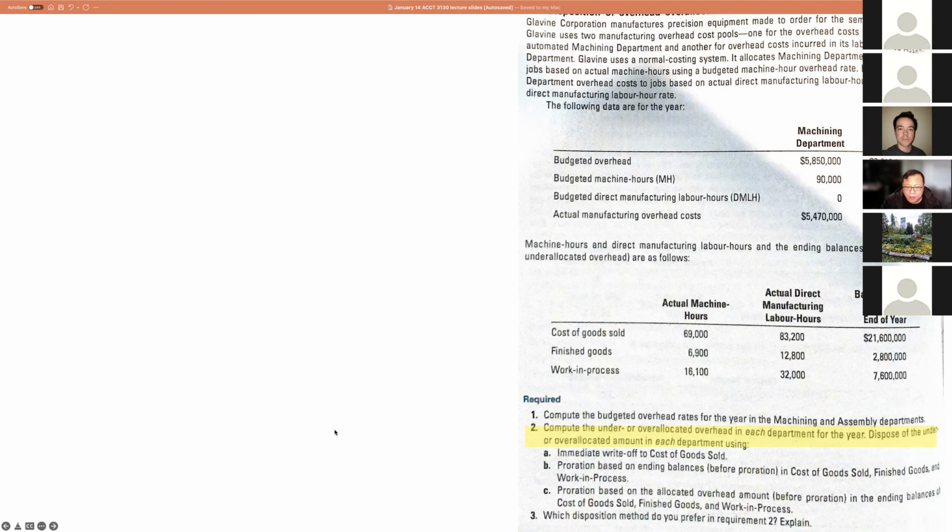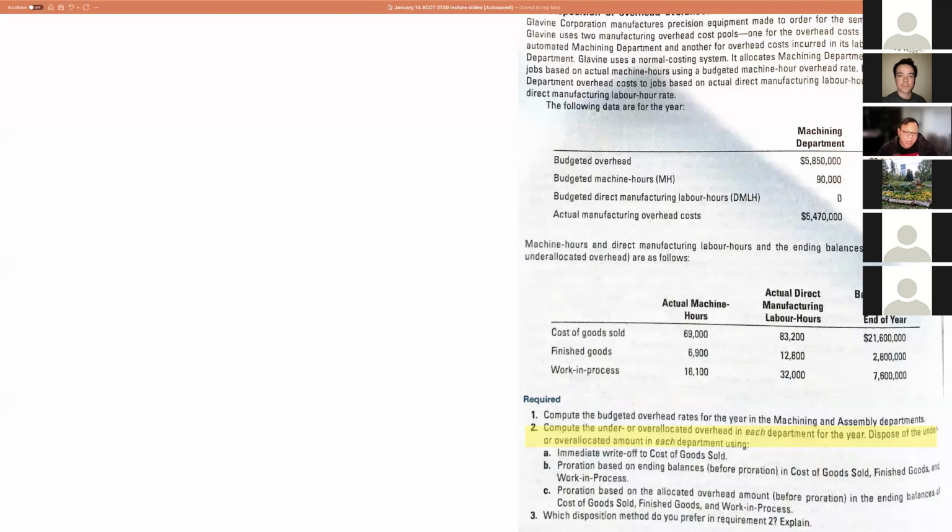Okay, Rain. Are we doing part A just to write it off? Yeah. So wouldn't you take your budgeted overhead and your actual manufacturing overhead? Is that what we're doing right now, the machining department? Yeah. So we are trying to calculate the difference. We try to understand whether we over applied or under applied the manufacturing overhead, right? But first you want to know what the amount of overhead is that you applied, right?